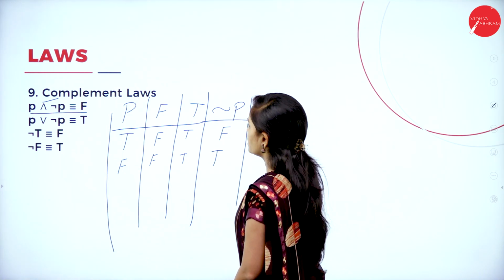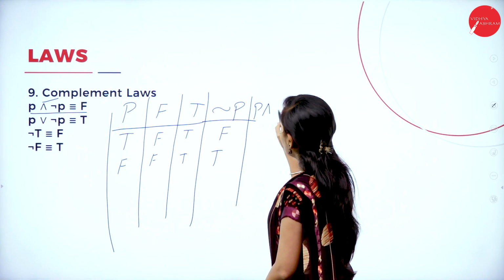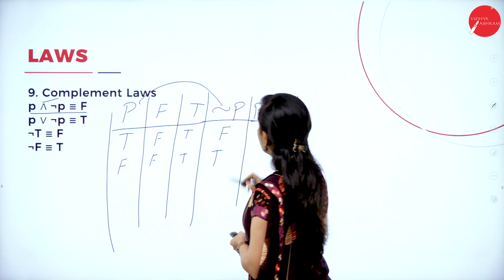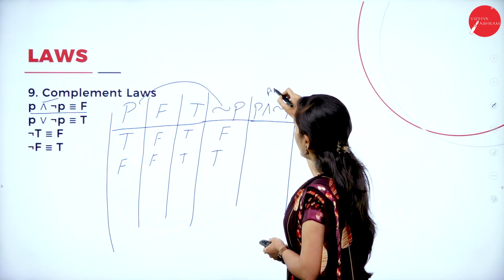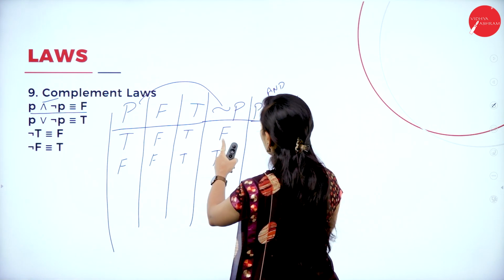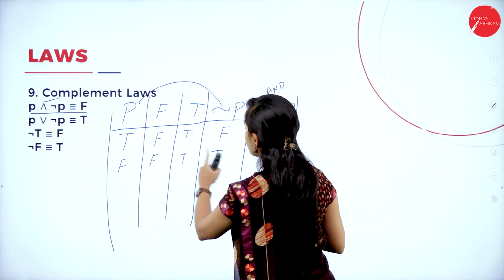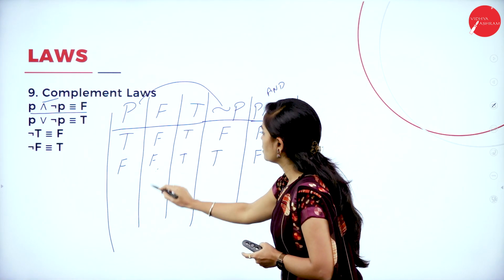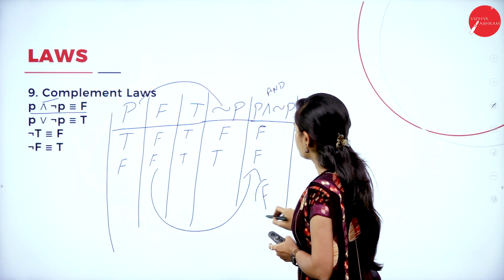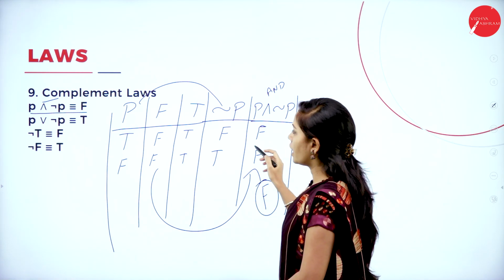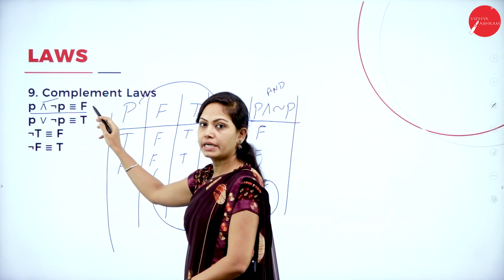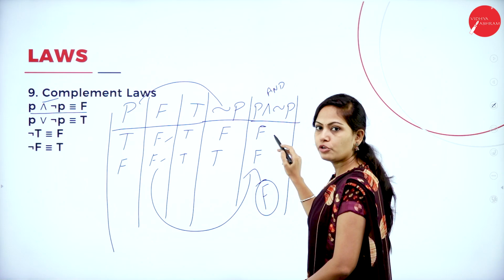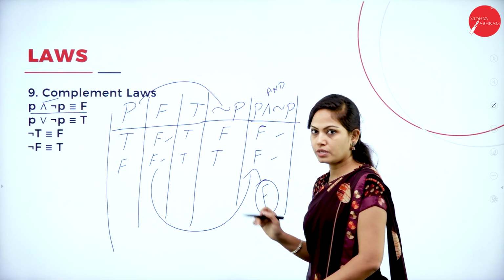And now I will find out the LHS. P ANDed with negation P. So just consider these two columns. It is AND operation. So true, false is false, false, true is false. So is it false? Yes. So it is a false statement. So LHS values are equal to false. In false truth values we have false, false. In LHS value also we got false, false. So this is your first statement.